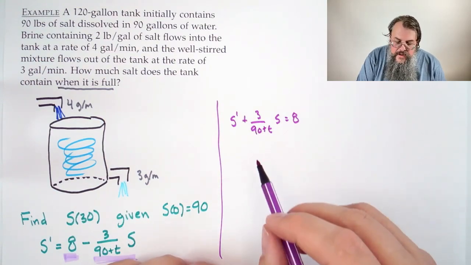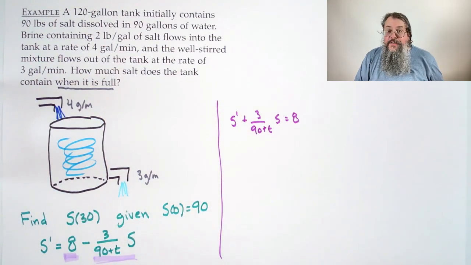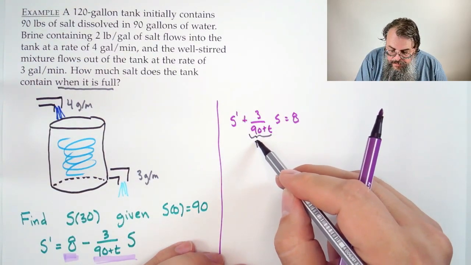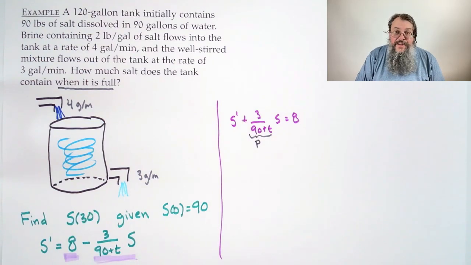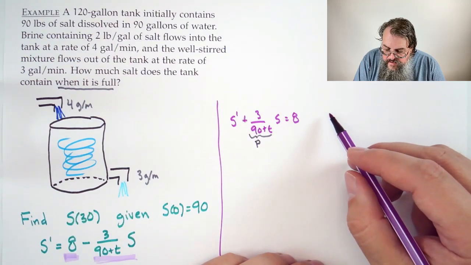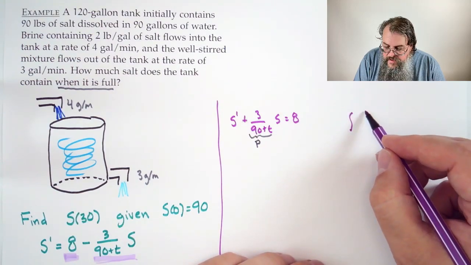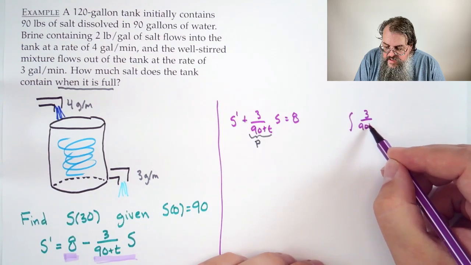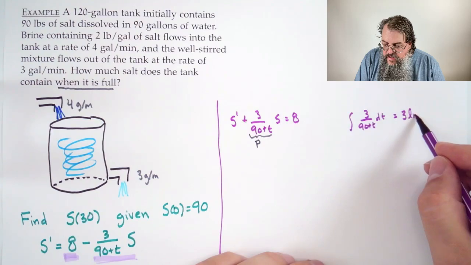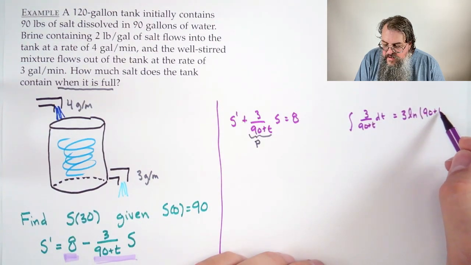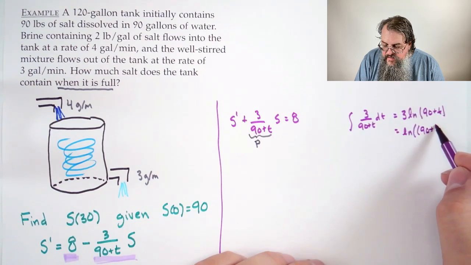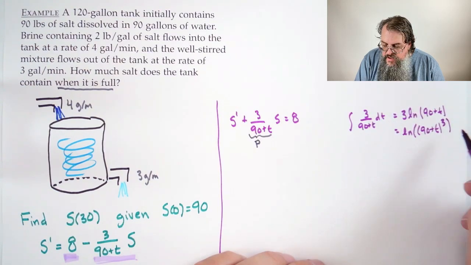And this part right here, 3 over 90 plus t, well, this acts as our, what we were calling p before. So we need to integrate that and then take e to that function. So we'll do that to the side here. So the integral of 3 over 90 plus t dt, well, that's 3 log 90 plus t. Or, if you like, log of 90 plus t cubed.